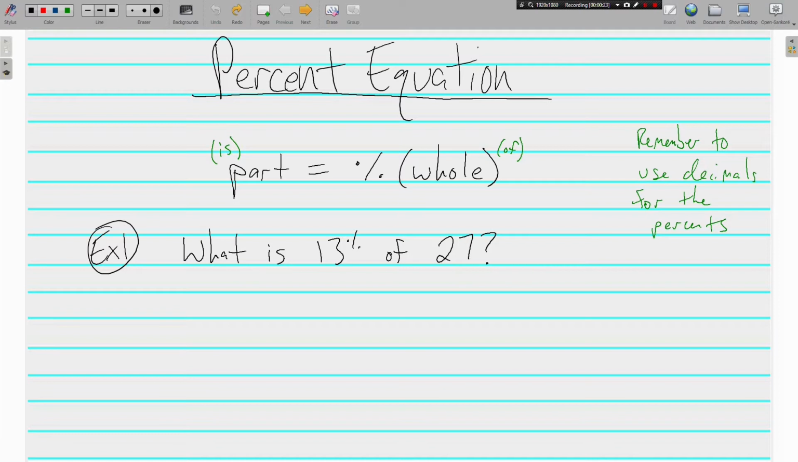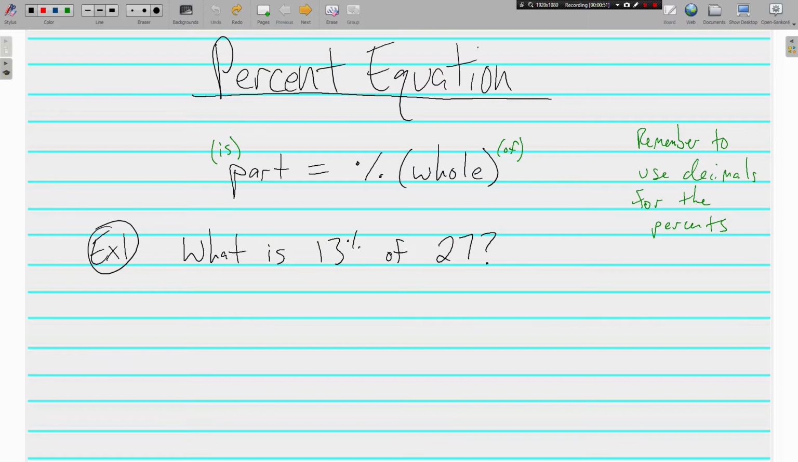Alright, so here it is. The part is equal to the percent times the whole. When we did percent of a number, this is essentially what we were doing. Every time we were trying to find the part, we just took the percent, remembering to use a decimal instead of the percent, times the whole. That's the percent equation.